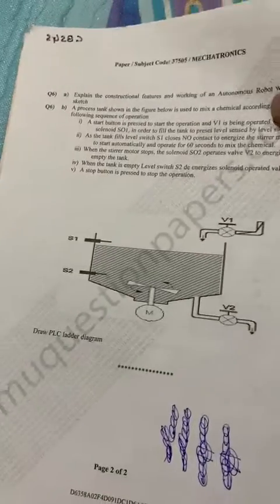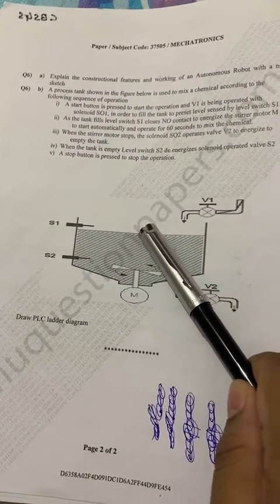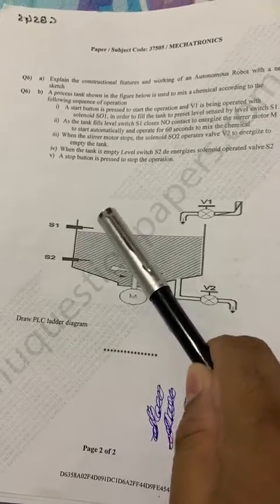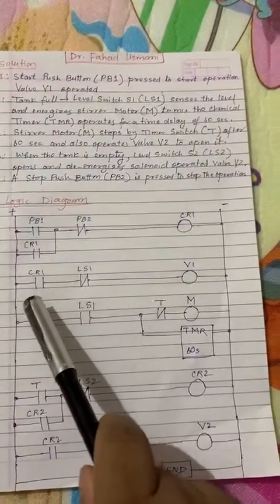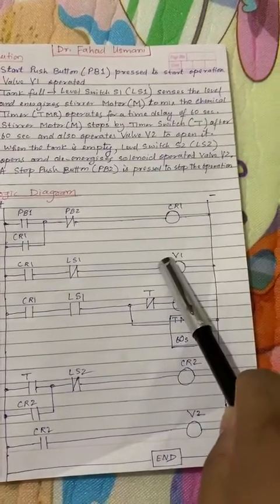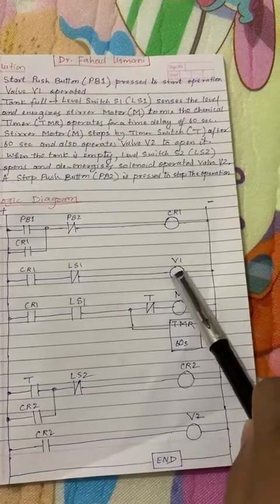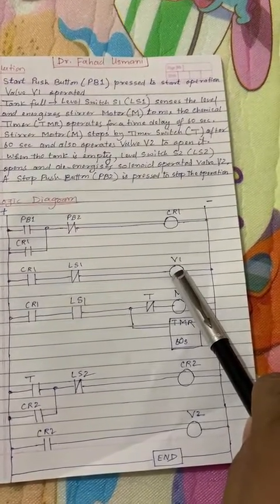This will be activated when the level of this chemical comes to S1. Okay, so I'll again come back to this diagram. Now the current is flowing through here and it goes to V1, right? When the current is going through V1, it is opened, and the chemical will start to flow through valve 1.